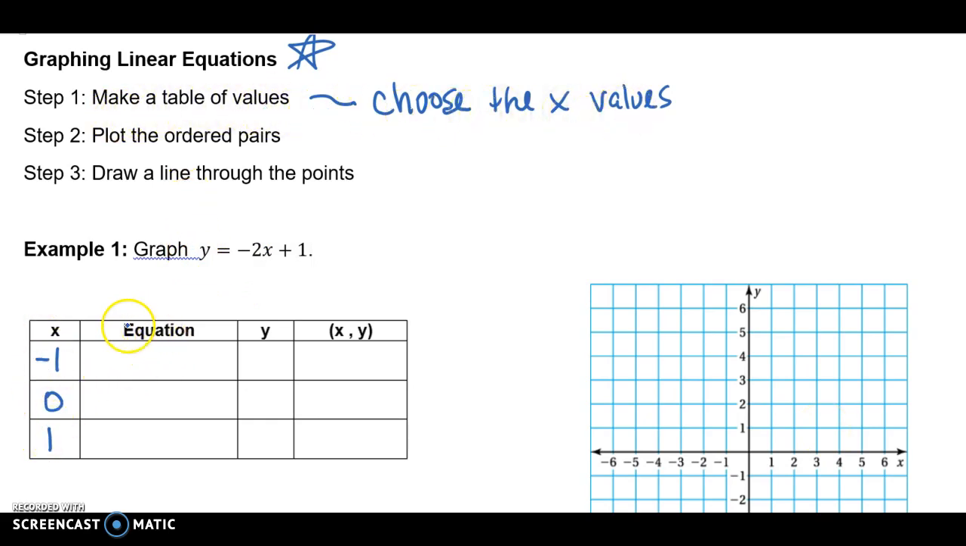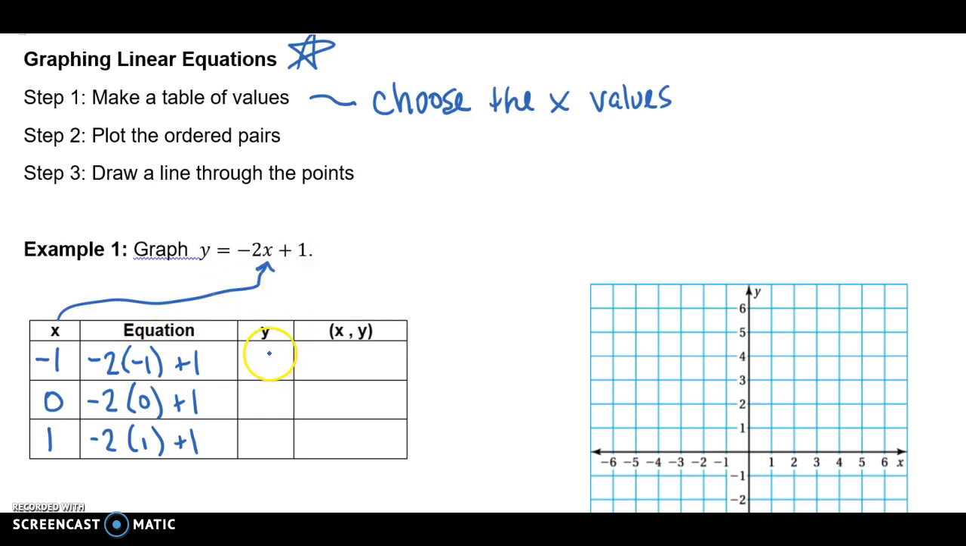We did that. So the equation, this up here is the equation. It tells us what y equals. So this helps us find y. What we have to do is take the x's and plug them into that equation. So we're going to do that work right here. So we're going to do -2 times -1 plus 1. And then we're going to do -2 times 0 plus 1. And then we're going to do -2 times 1 plus 1. Notice the only thing that changed was this right here, and that is your x value.